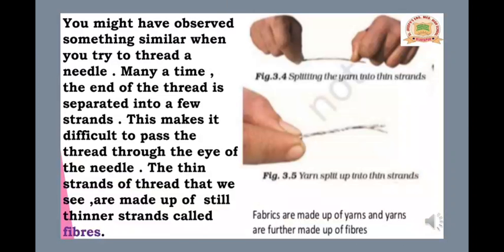You might have observed something similar when you try to put a thread into a needle. Whenever you try to put a thread into a needle many times, the end of the thread is separated into strands. This makes it difficult to pass it through the eye of the needle. The thin strands of the thread that we see are made up of still thinner strands and they are called fibers.